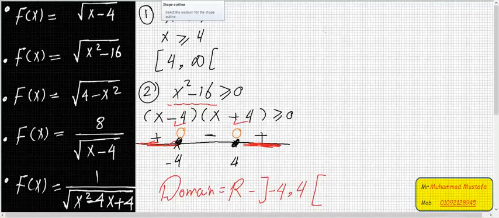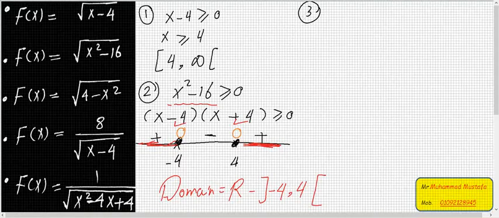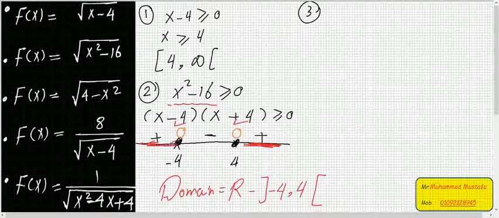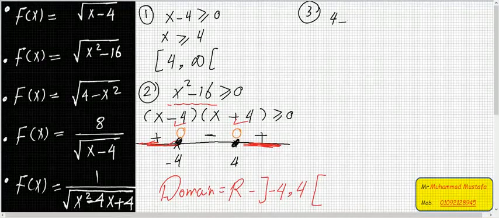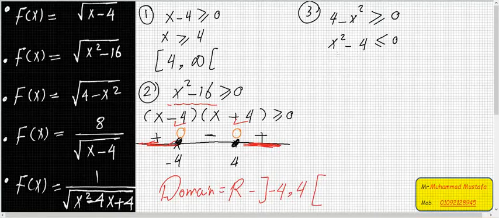Number 3, square root of 4 minus x power 2. We put 4 minus x power 2 greater than or equal to 0. We multiply by negative, and it changes the sign: x power 2 minus 4 smaller than or equal to 0.